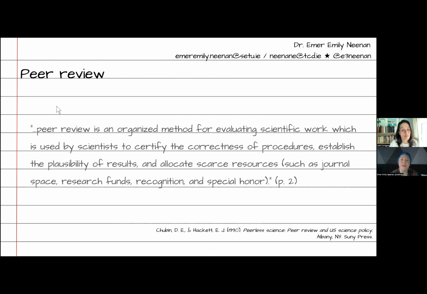Okay, so peer review is, in theory, an organized method for evaluating scientific work. This system is used by scientists to certify the correctness of procedures: did you use the correct methodology? Establish the plausibility of results: are the results likely to be accurate? And it's also used to allocate resources. Peer review will decide which articles get published in a given journal, and the number of peer-reviewed articles that an academic produces is likely to have an effect on their ability to get research funds and positions, that kind of thing.